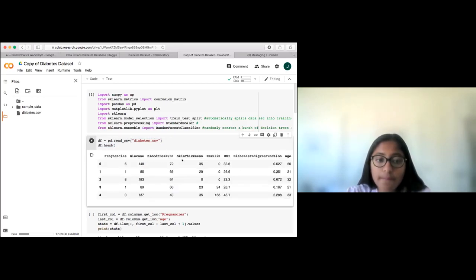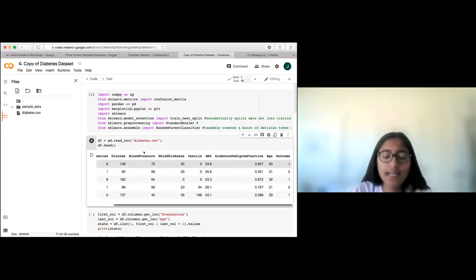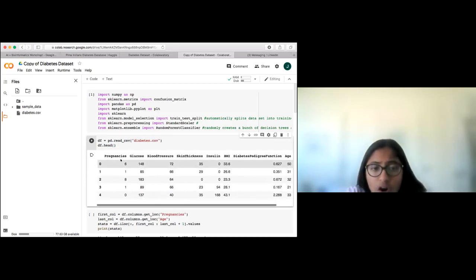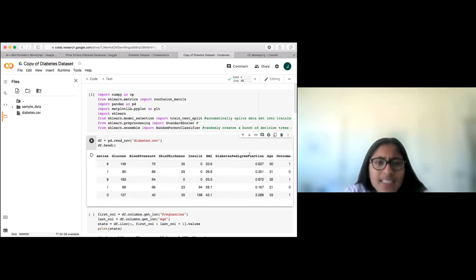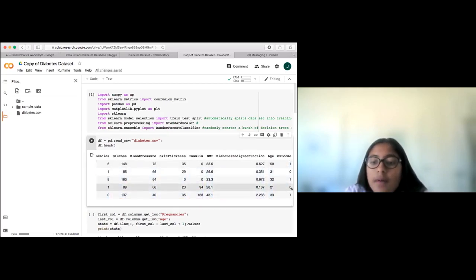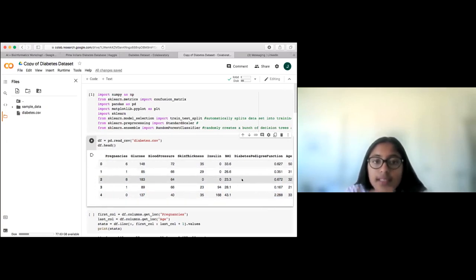And when you run it, you should get a really nicely formatted table of this data set. As you can see, there are a couple of parameters that the people who created this data set recorded. They recorded how many pregnancies a person has, their glucose level, blood pressure, skin thickness, insulin level, BMI, something called the diabetes pedigree function, their age, and their outcome. Outcome is basically the label. That's what we're trying to predict. 1 means they have diabetes and 0 means they don't. So does this all make sense so far?